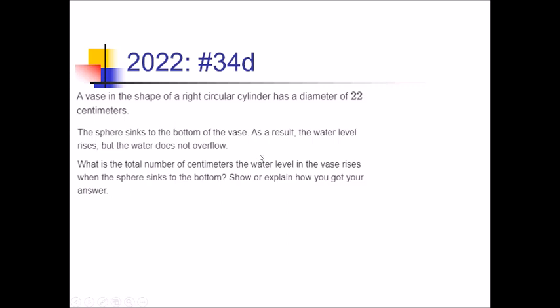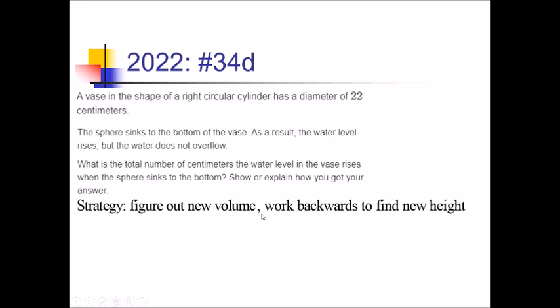So we need to get a strategy to kind of figure out how we're going to do this. In general, I'm looking for the change in the height. So I need to figure out kind of the new height based off of the new volume. That's really going to be my strategy here. So I'm going to figure out the new volume by combining the volume of the water before we put the sphere in, and also combining the volume of the sphere itself that we figured out in part C. Once I have that new volume, I'm going to then work backwards to find the new height of the water. And once I know that, I can subtract the old height of the water to find how much the height actually changed. So there's really 3 steps here.